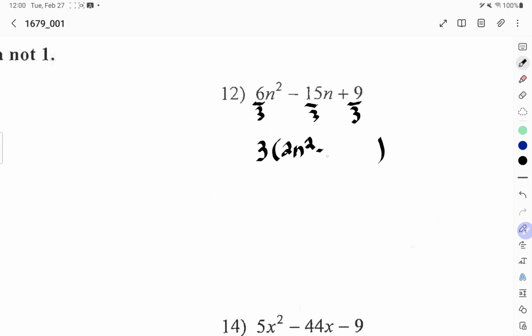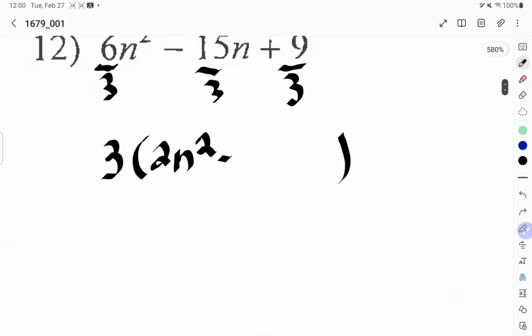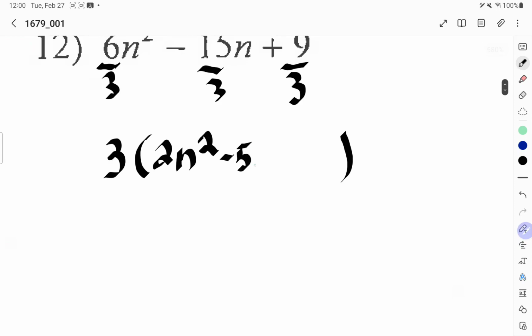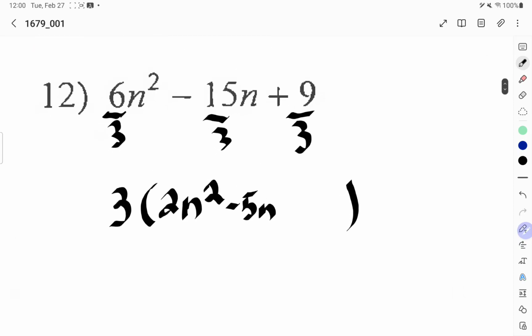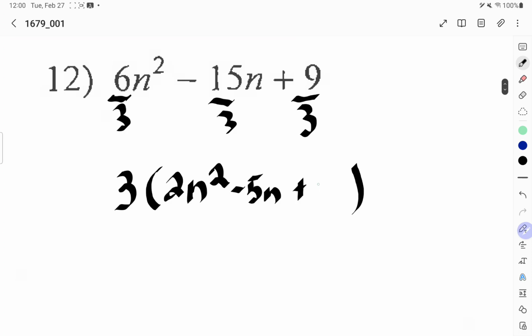Now 15 divided by 3 is, I don't know why I put 15. That is not true. It's going to be 5, correct? It's going to be 5n. And finally, 9 divided by 3 is just 3, so plus 3. That is how we're going to simplify our trinomial to begin with.